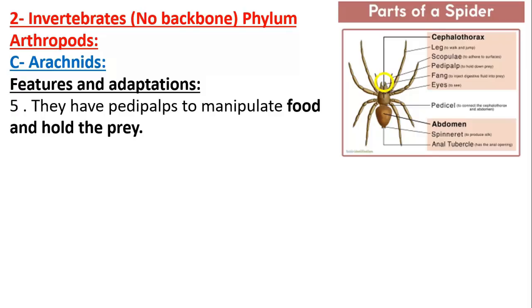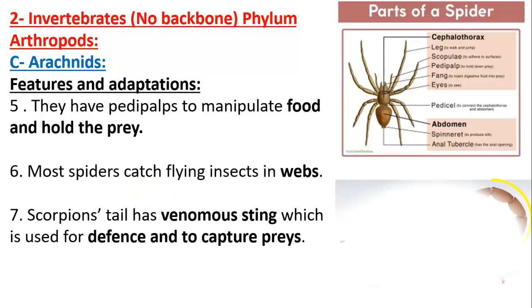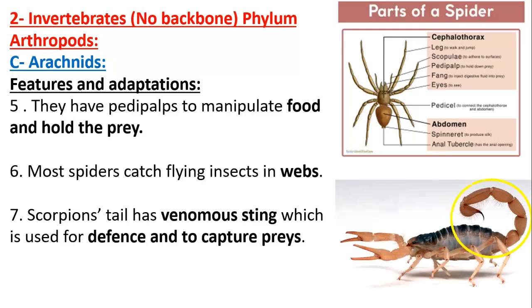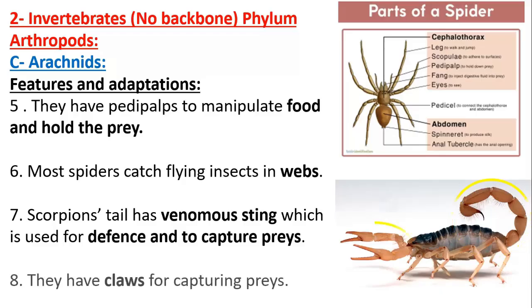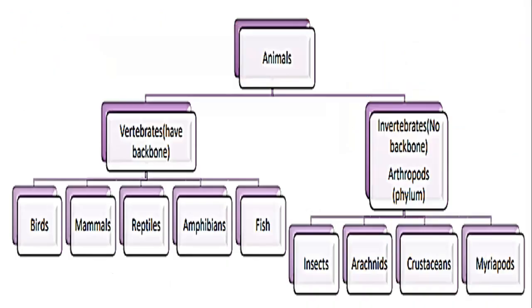Terrifying creatures. They have pedipalps. What are those pedipalps? It's like little hands to help them manipulate their food and hold their prey. Okay, most spiders catch flying insects in their webs. But what about scorpions? Scorpions, as you see here, have their venomous stinging tail. They use it for defense and also to capture their prey. They have claws instead of the pedipalps for capturing their prey and holding it too.